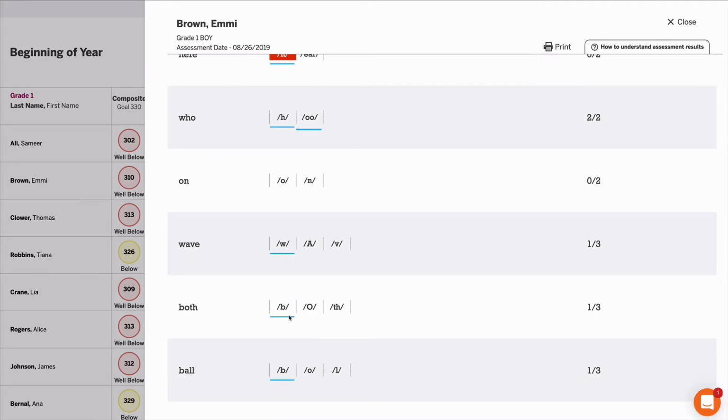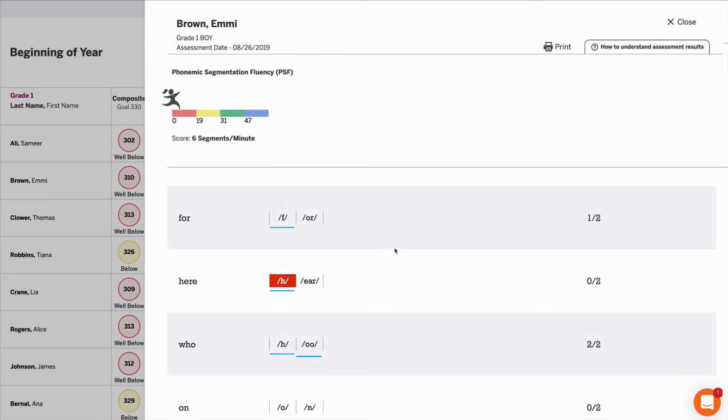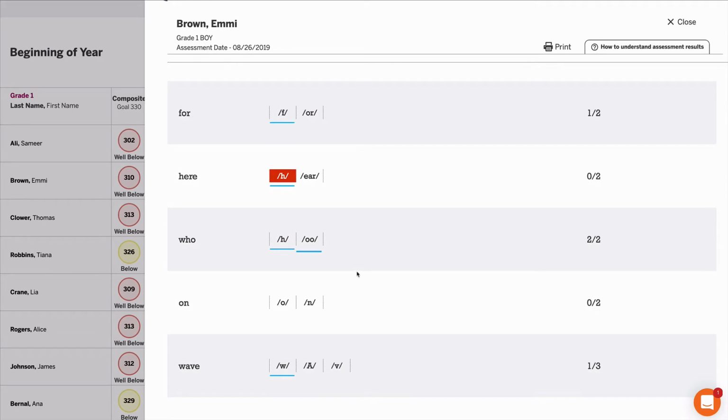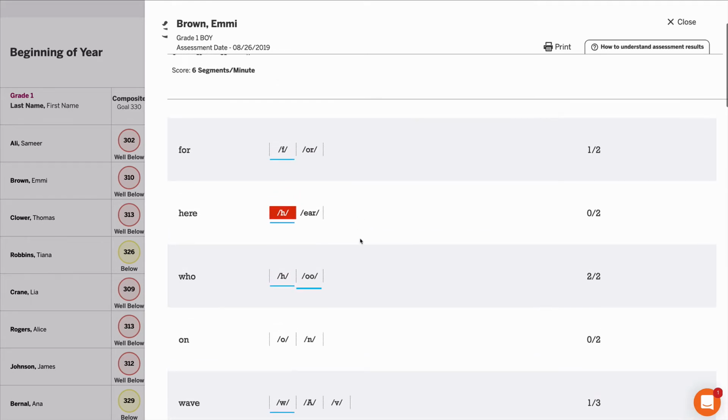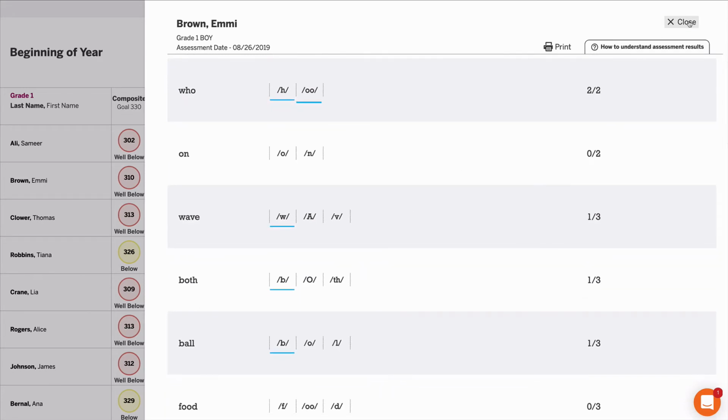So this is kind of interesting because it's telling us that because this is measuring productive skills in how you broke down, segmented the word, we can see that Emmy can produce these sounds and hear these sounds that are not native to her home language. But it could be that what she's doing is going really, really slowly, which is why it will be important to continue to practice this for Emmy.